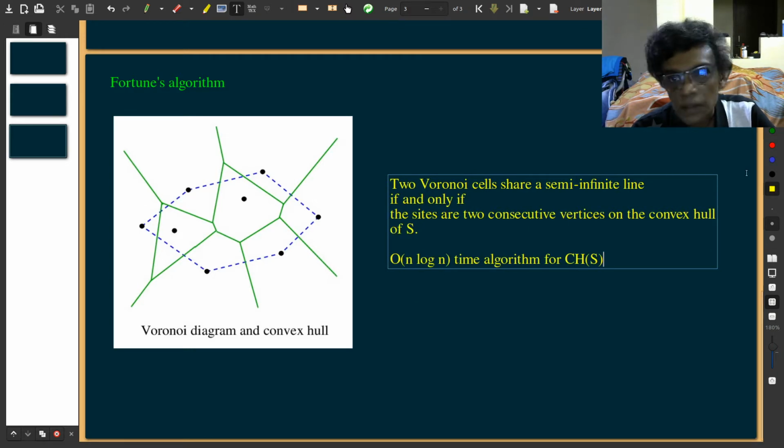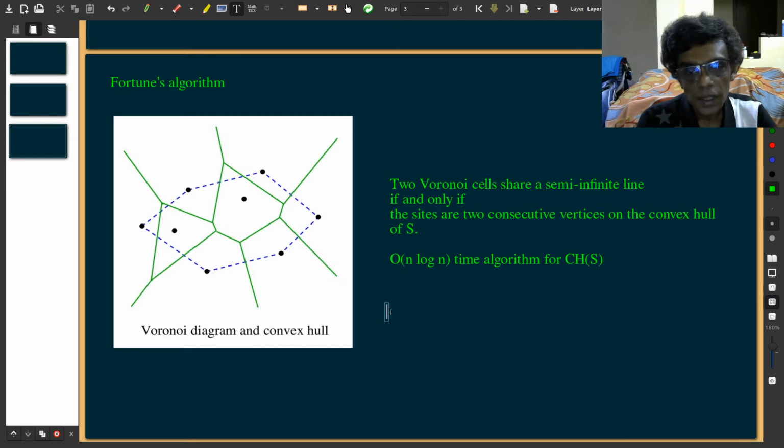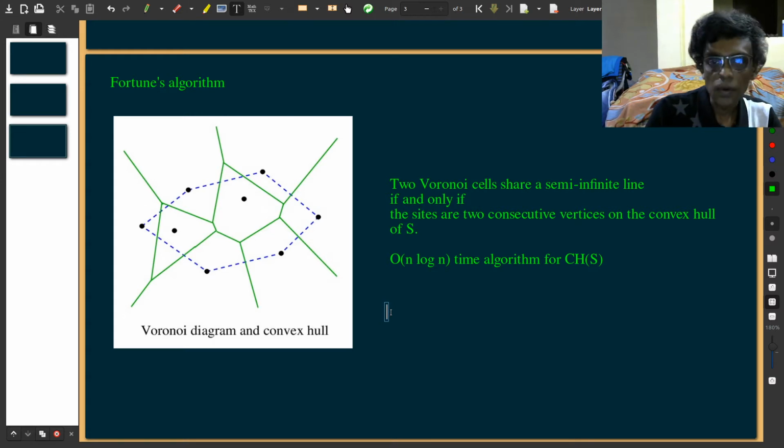So, one thing is clear: if I specify two ends of a segment in the Voronoi diagram, then it is completely specified. I do not need a complete drawing of this line or of the semi-infinite line. It suffices to supply only this endpoint and this endpoint.